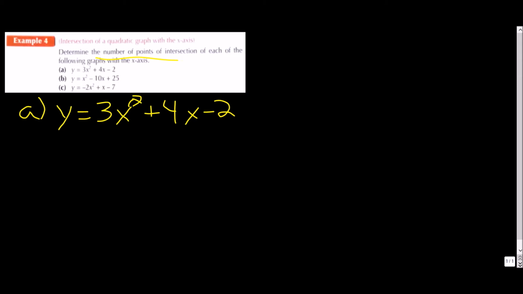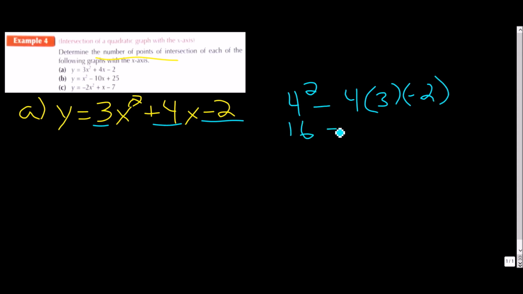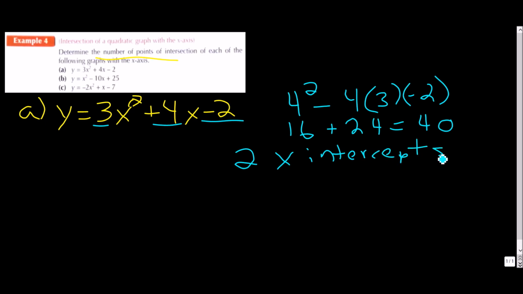So we can go and say, okay, well, what's b squared minus 4ac? So its discriminant is going to be 4 squared minus 4 times a times c. This is 16 minus 12 times negative 2. So it's going to end up actually being a positive 24. So we get 40. This means we have 2 x-intercepts. Right? A positive discriminant means 2 x-intercepts.